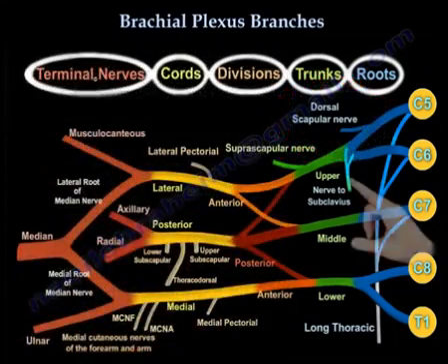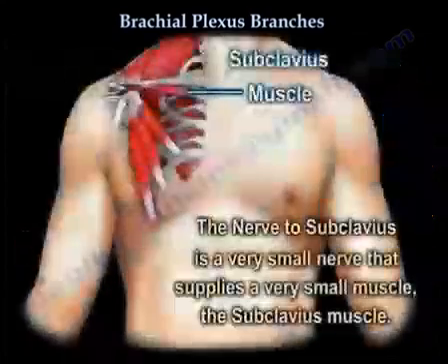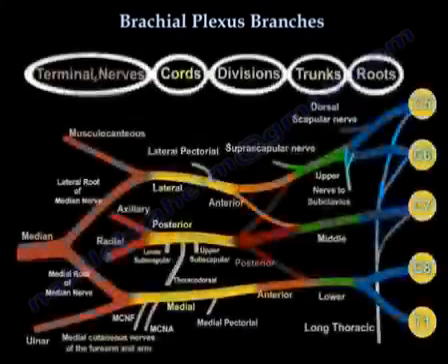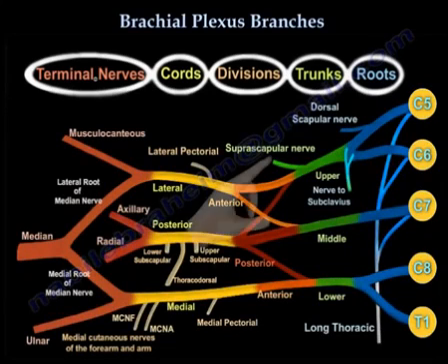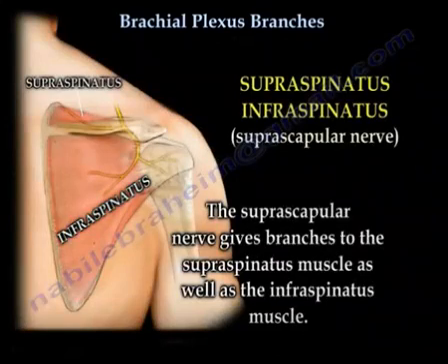Then the nerve to the subclavius. The nerve is very small and supplies a very small muscle, the subclavius muscle. Three branches arise from the nerve roots. Only one branch arises from the trunk, the suprascapular nerve. The suprascapular nerve supplies the supraspinatus and the infraspinatus.